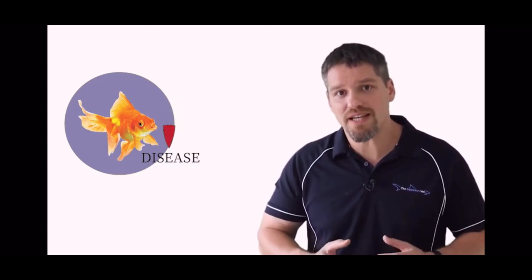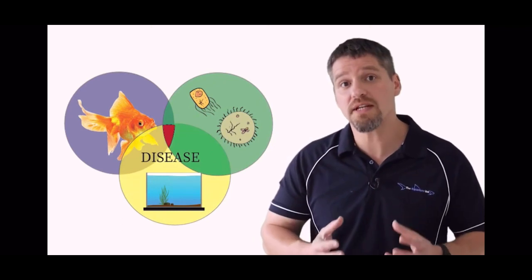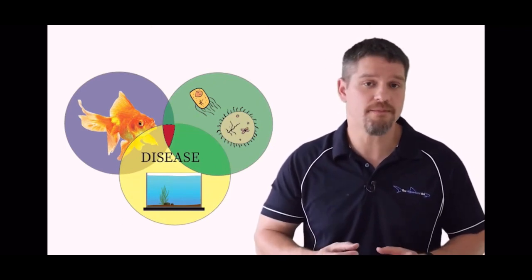When fish become sick, it's generally the result of the overlap between the host, a pathogen, and the environment, which is represented by the three circles of disease. Let's look at each one of these circles individually.